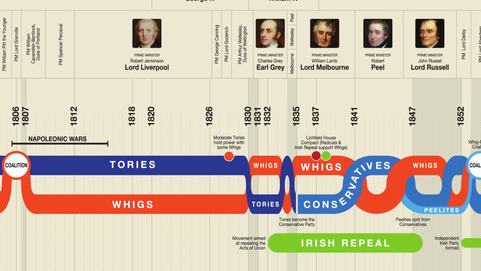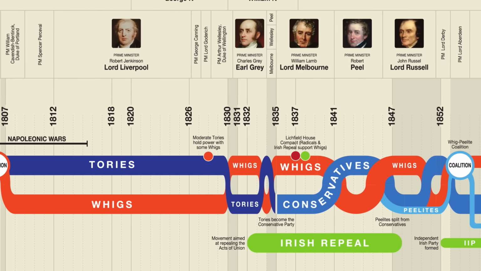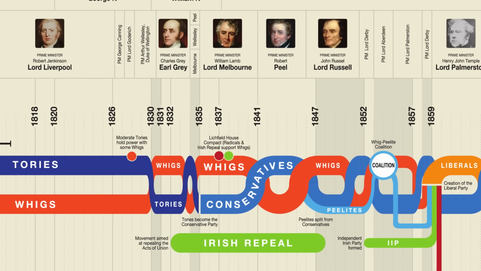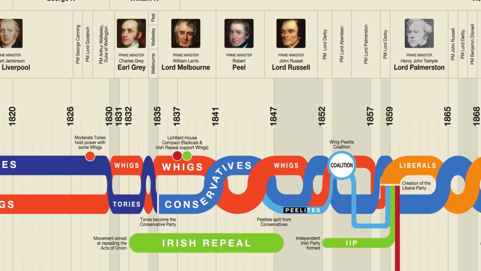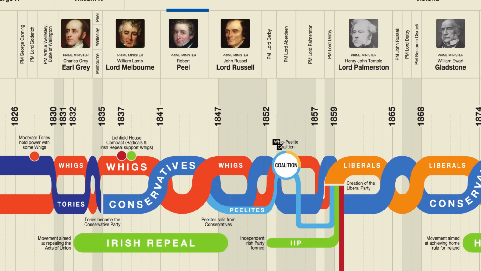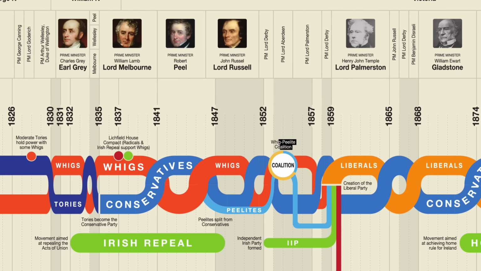The second step occurred when the Conservatives split over the issue of free trade. Those who supported free trade were known as the Peelites, named after Robert Peel, and they eventually ended up forming a coalition government with the Whigs. Around the same time, the Irish Repeal movement was replaced with the Independent Irish Party.